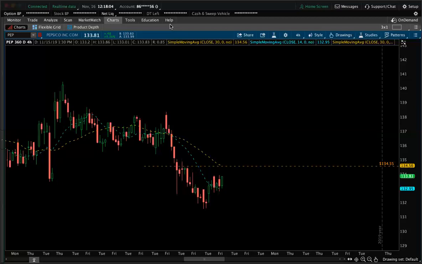You need to find out what price works for you. How many contracts works for you? How much are you willing to spend on this trade? How much are you willing to lose on this trade?